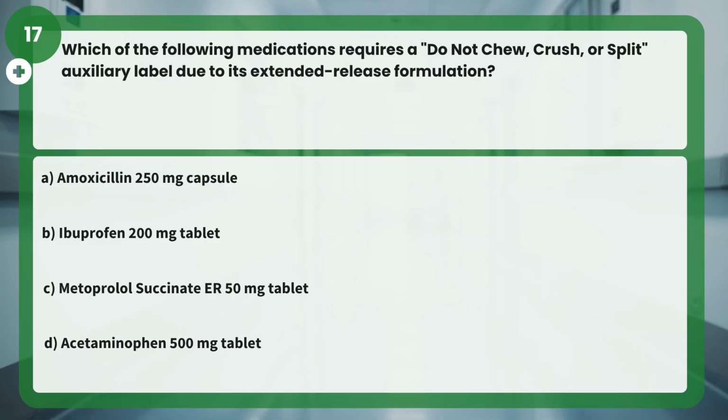Question 17. Which of the following medications requires a do not chew, crush, or split auxiliary label due to its extended release formulation? A. Amoxicillin 250 mg capsule. B. Ibuprofen 200 mg tablet. C. Metoprolol succinate ER 50 mg tablet. D. Acetaminophen 500 mg tablet.